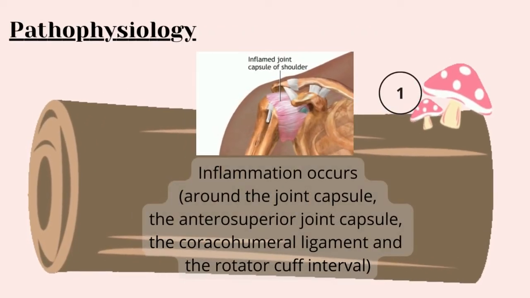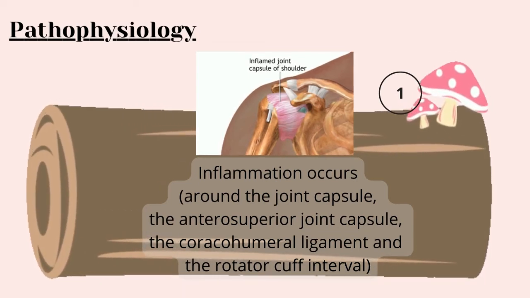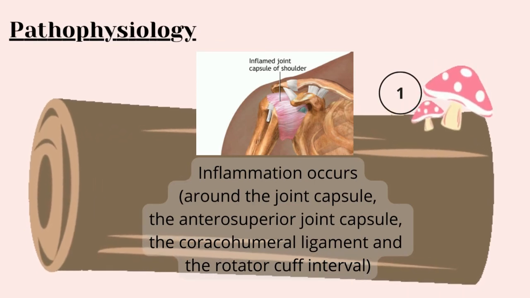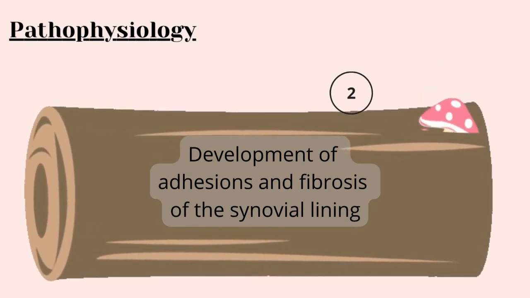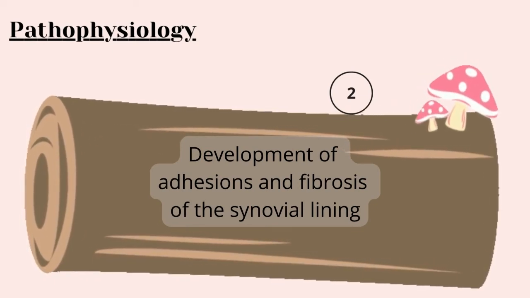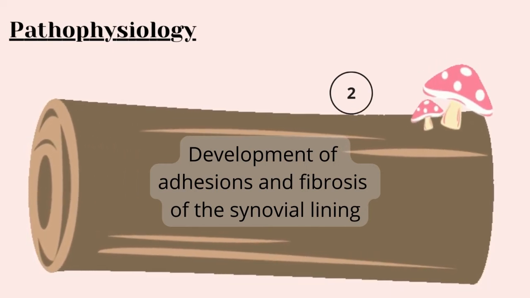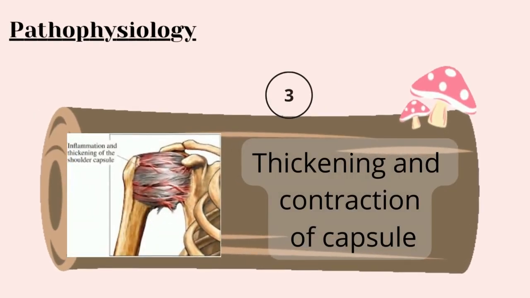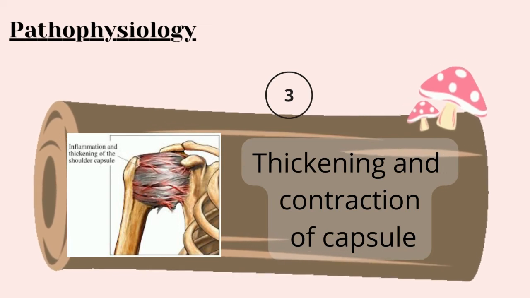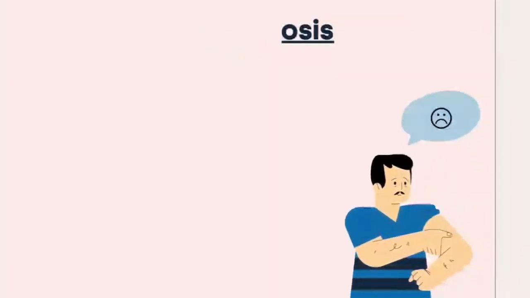Let's move on to the pathophysiology of frozen shoulder. For the first stage, there will be inflammation within the joint capsule and synovial fluid. Then, followed by the reactive development of adhesion and fibrosis of the synovial lining of the joint, which is caused by the increased amount of collagen. And lastly, the thickening and contraction of the capsule, which further limit the range of motion of the shoulder in all directions.